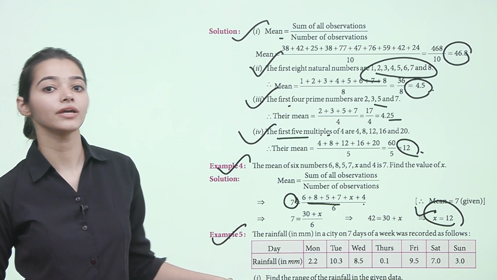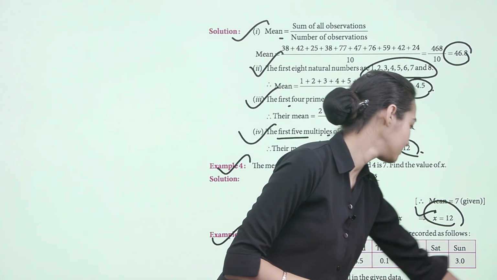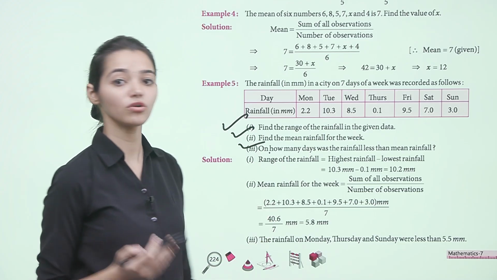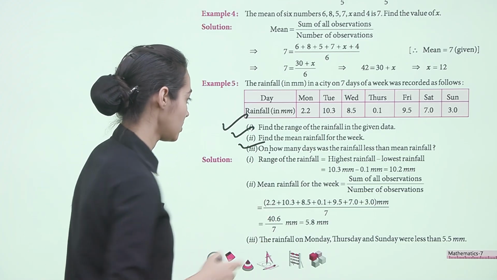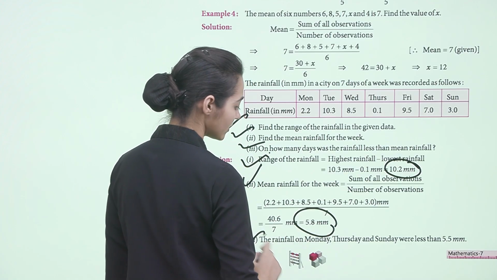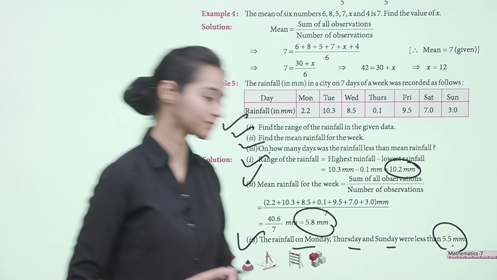Next is our example number 5. Here, the rainfall in a city on 7 days of a week was recorded as follows. We have to find the range, the mean, and on how many days the rainfall was less than the mean rainfall. So the range is 10.2, the mean is 5.8, and the rainfall on Monday, Thursday and Sunday was less than 5.5 millimeters.